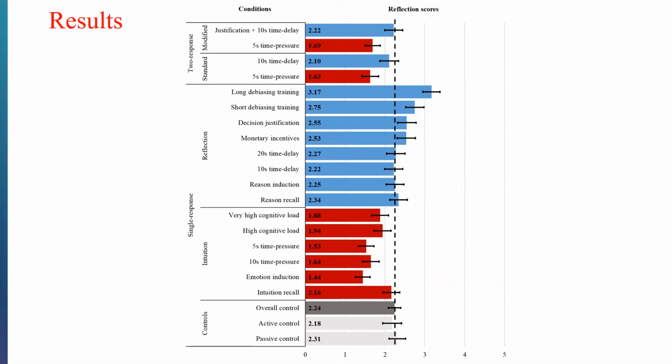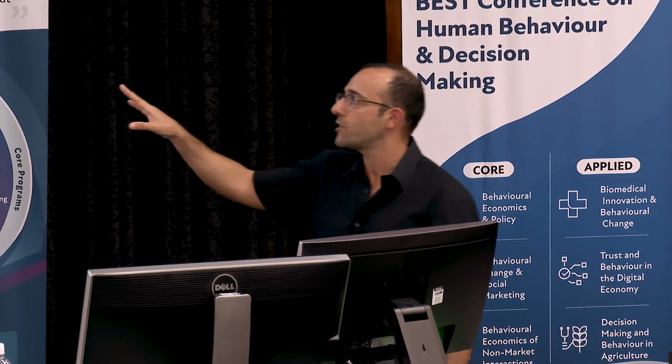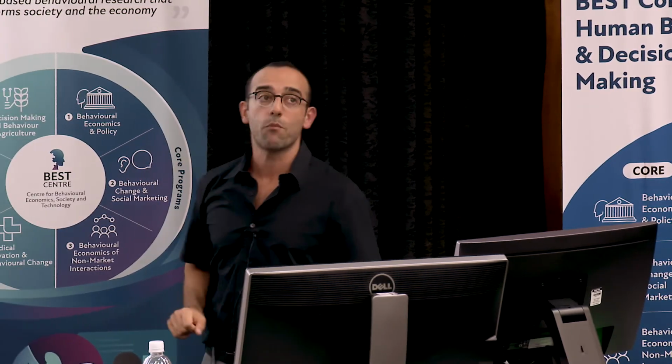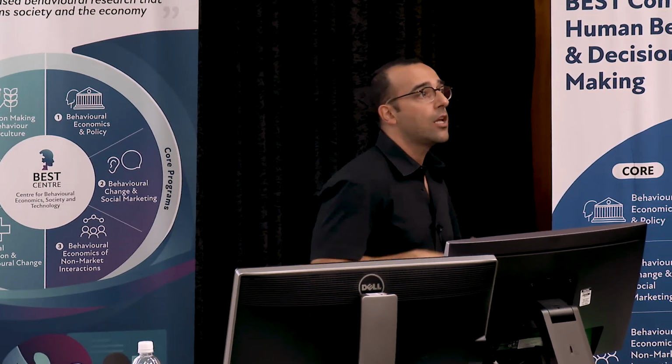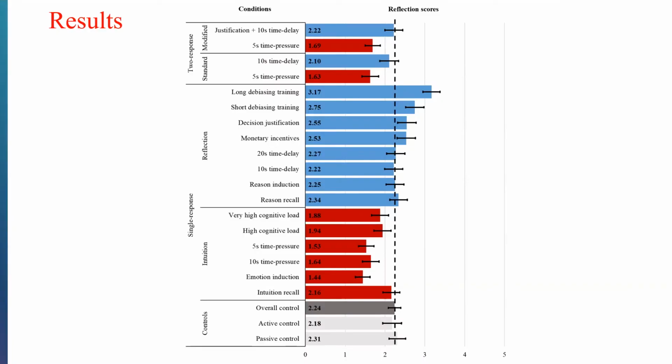The red bars are the intuition conditions, as you might guess, since most of those are below that dotted line. In fact, except for 1 condition, the intuition recall, all of the intuition manipulations were successful, but the most successful one, perhaps somewhat surprisingly, in my opinion, was the emotion induction, basically asking people to rely on their emotion before they answered the questions.